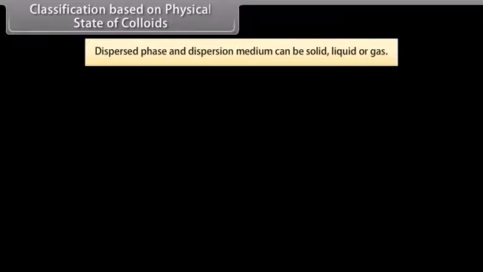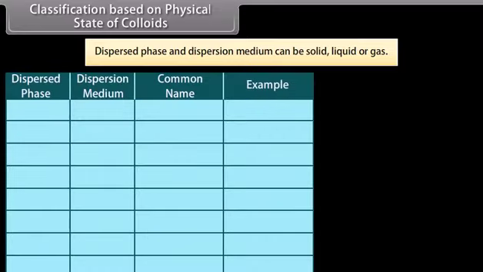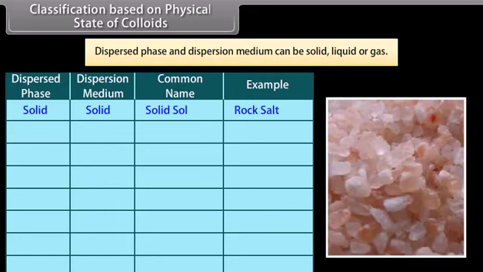Classification based on physical state of colloids. Dispersed phase and dispersion medium can be solid, liquid, or gas. Therefore, 8 types of colloidal systems are possible depending upon the physical state of the dispersed phase and the dispersion medium. Rock salt is an example of solid sol.